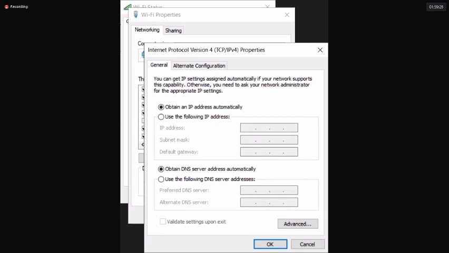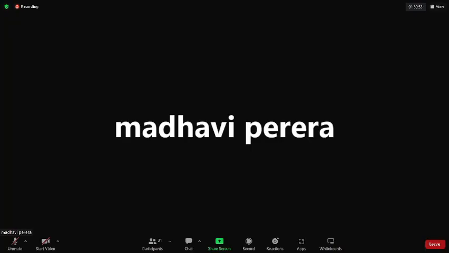Yes, ma'am. Right. So there you can see, now this is saying obtain IP address automatically. That means we are not able to set it, right? But if you set it, you have to set the IP address and default gateway, right? So see here there is something called default gateway. So default gateway means the IP address to which you have to send the data if you want to go outside from the network, right? So default gateway means always the IP address of the router that you are connected to.